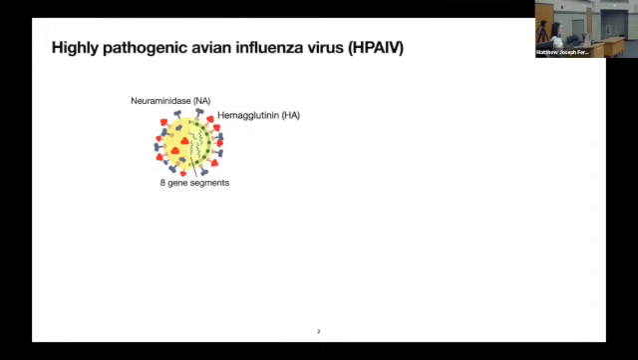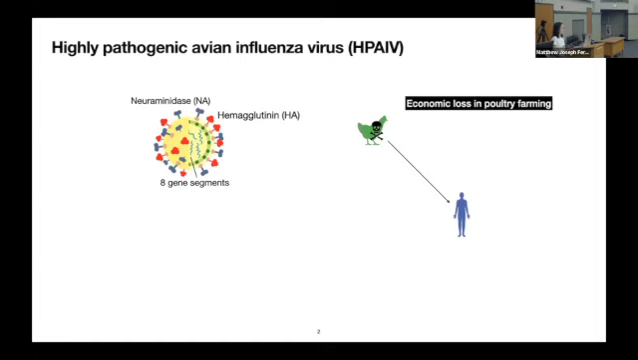I'm sure I don't have to introduce influenza to this audience. In today's talk, I will focus on highly pathogenic avian influenza virus, HPAIV. It has the same genomic structure as flu virus, as shown in this figure. It's very deadly to farm poultry, causing economic loss in the poultry farming industry, and it has spilled over from poultry to humans.